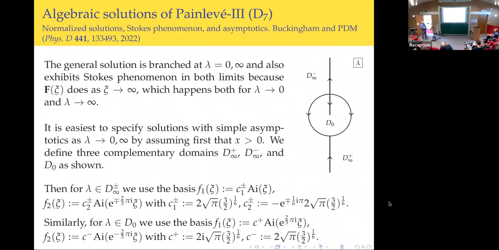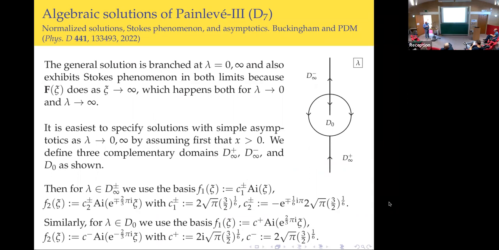All right, so now I'm starting to tell you about some things that are in this paper that was recently published with Robert Buckingham. So the general solution formula that I just showed you is branched at both 0 and infinity, and it's also got Stokes phenomenon in both limits, and that's exactly because C goes to infinity, goes to both points in the lambda plane. So what you want to do is kind of specify some solutions near 0 and also near infinity in different Stokes sectors as are dictated by the form of the argument of the Airy functions.